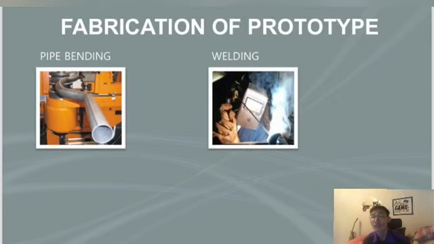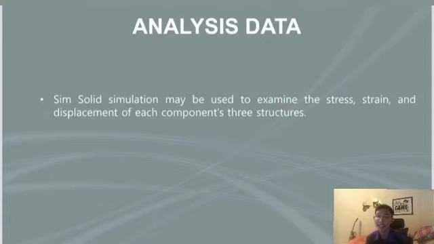After the design is fully achieved, the next step is the fabrication of the prototype. The prototype fabrication will be determined by the final design and material used. During the fabrication process, pipe bending, welding, and other tools and equipment will be employed. We go to the analysis data.